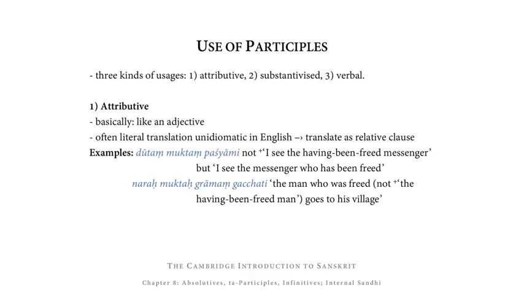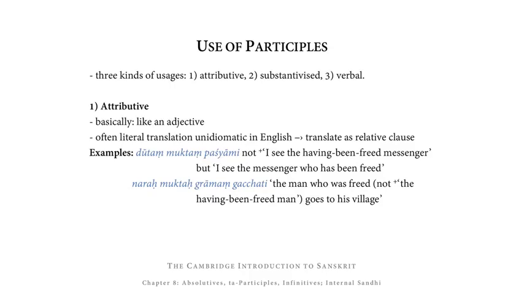For example, Dutang muktang pashyami. Pashyami means I see. Dutang means the messenger. And then we have muktang, which agrees with dutang. It means having been freed. And so the sentence as a whole literally is I see the having been freed messenger, or I see the freed messenger. Now that's not very idiomatic, and so a translation as I see the messenger who has been freed is a lot better.